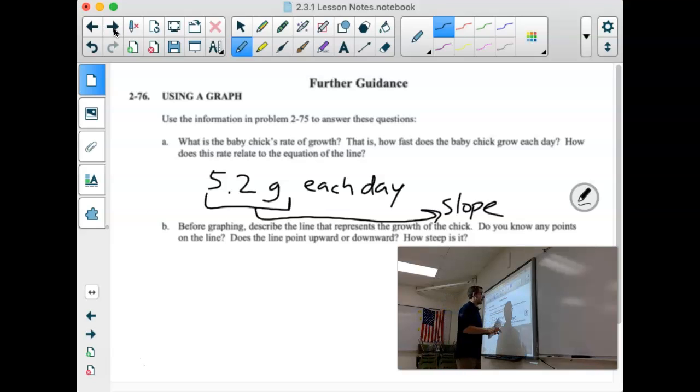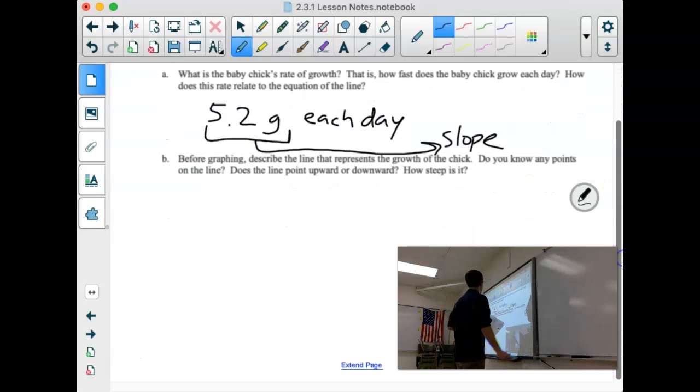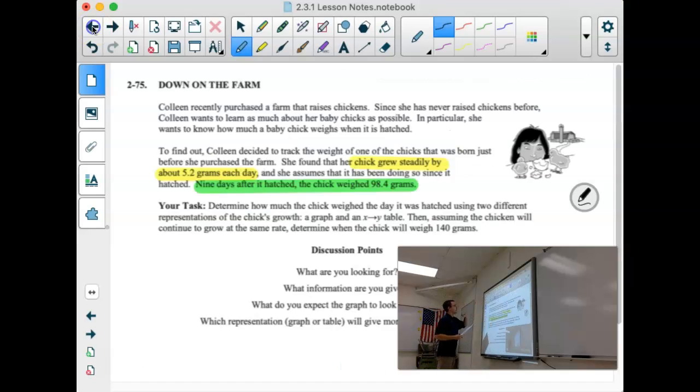Before graphing, describe a line that represents the growth of the chick. So right now, we already know that our line has a slope of 5.2 for the growth of that chick. So every day that we go further and further, that chick is getting bigger by 5.2 grams. Do we know any points on the line? So we, again, go back to 75. If we go back to 75, we know that at 9 days, this chick weighs 98.4 grams.